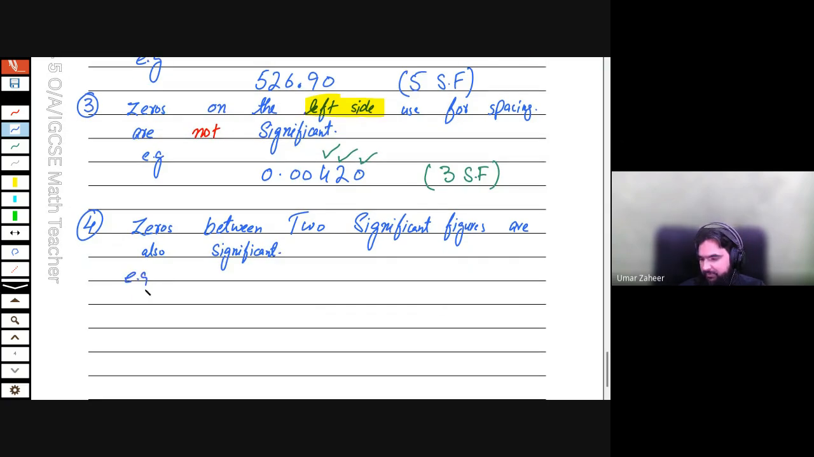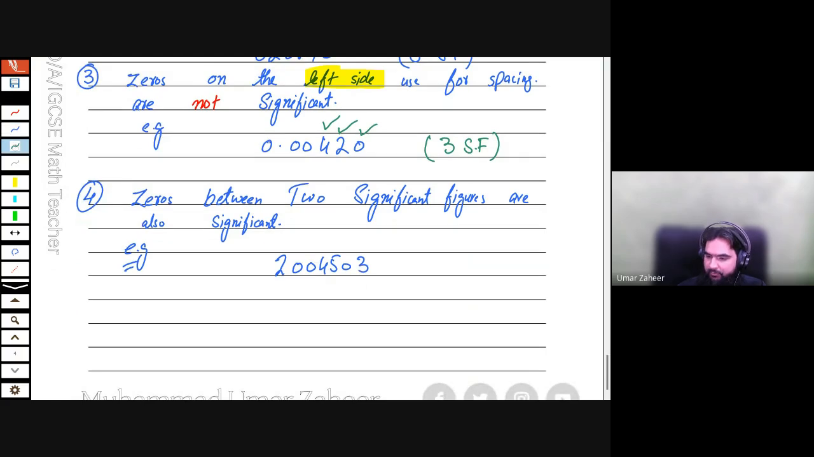For example, if I write the value 2004503, we are sure that 2 is significant because it is a non-zero digit. 4 is significant because it is a non-zero digit. Look here, these zeros are between significant values, so they are also significant. 3 is significant. This 0 is between two significant figures, so it is also significant. So how many significant figures are here?